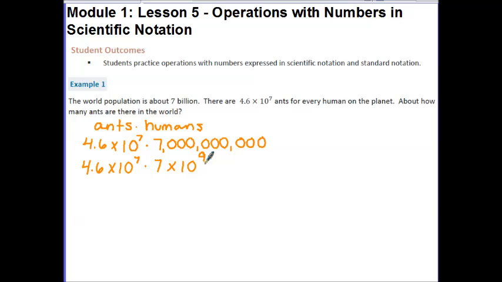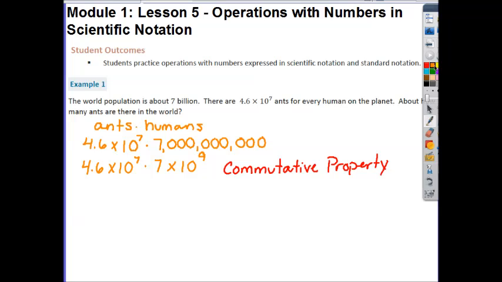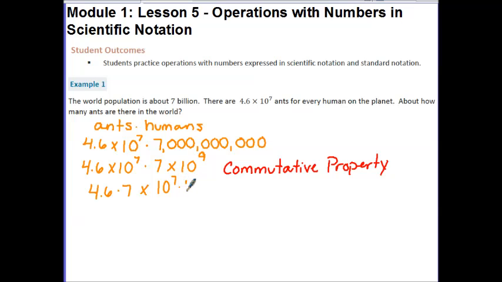So when I'm multiplying scientific notation, I'm actually going to use the commutative property of multiplication to rearrange these and group my like items together. So we're going to use the commutative property. And when I do that, I'm able to rearrange them. So let's actually switch these two. That will give us 4.6 times 7 multiplied by 10 to the 7th times 10 to the 9th. And if it helps, you can group these two together, and that's the associative property.